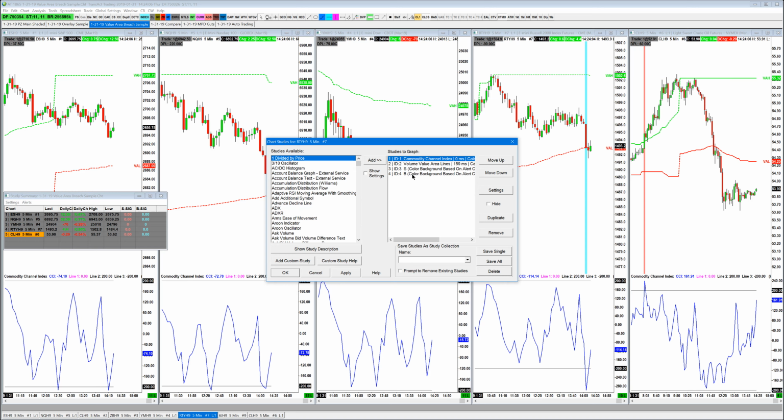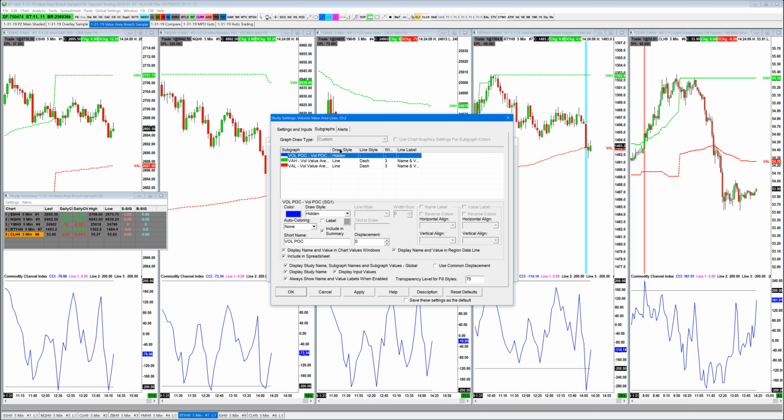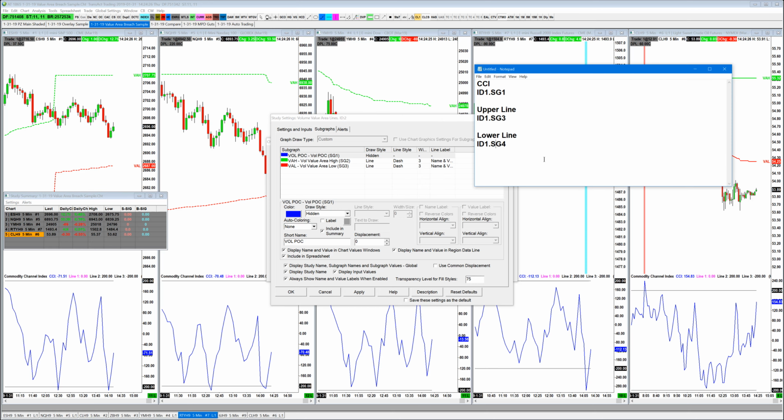Then let's go over to the volume value area line study. Okay, this one has 3 subgraphs. There's the point of control, which I actually have hidden. It's not visible. Then there's the value area high and the value area low. Notice the study ID number is 2. You can use ID colon 2 if you want. You don't have to though, so I usually skip it. So for the value area high, we're going to do ID2.SG2. That's going to be VAH, value area high.